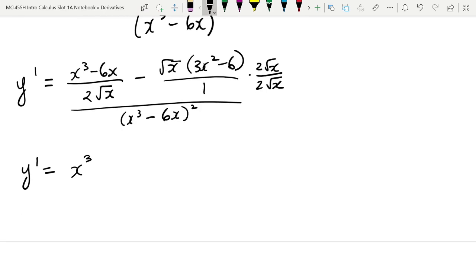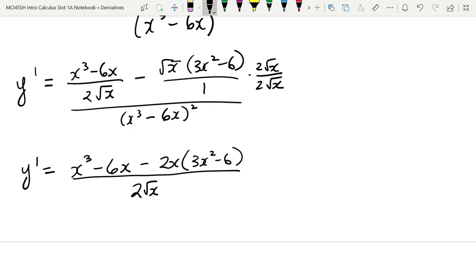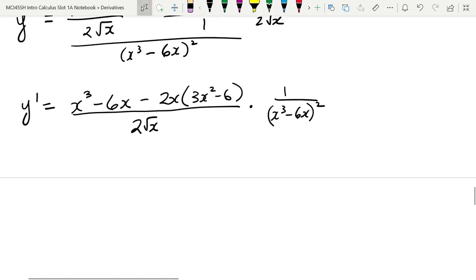So this is going to be x cubed minus 6x, and then I have 2 times root x, which is 2x times 3x squared minus 6, all over 2 root x. And instead of dividing by this thing, why don't I change that to times by its reciprocal? And then, I'm kind of out of room here.